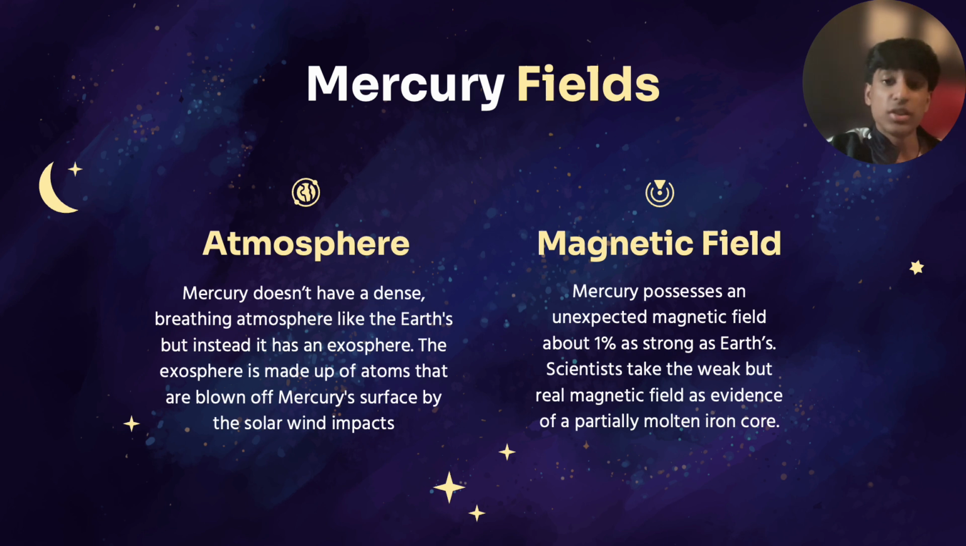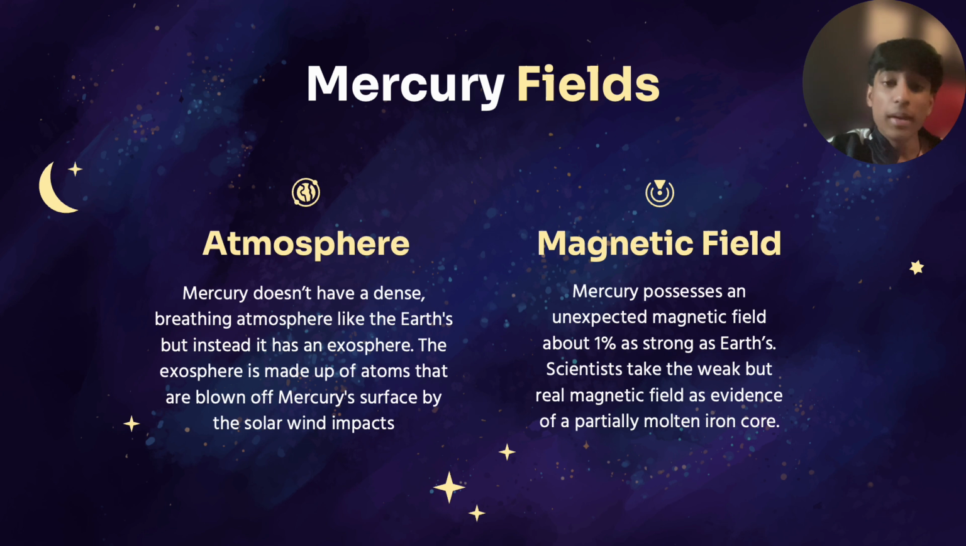Although it is small and slow to turn, Mercury possesses an unexpected magnetic field. This is only 1% as strong as Earth's, but it still exists, especially for such a small planet. Scientists take the weak but real magnetic field as evidence of a partially molten iron core. The magnetic field can deflect some of the solar wind, creating magnetic disturbances near the planet.